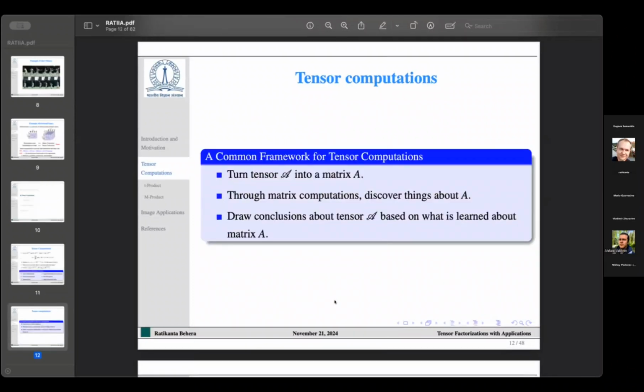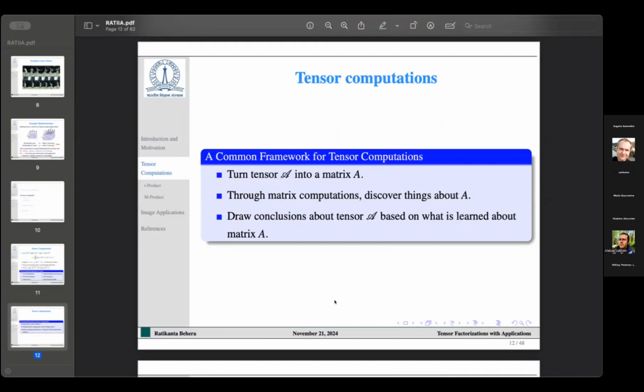So you can say all these things happen before tensor computations. So what is new? The common framework for tensor computation is the traditional way. What people do is turn the tensor into a matrix, and through matrix computations discover things about the matrix. Now you have matrix information, and you draw conclusions about the tensor based on what you learned from the matrix.